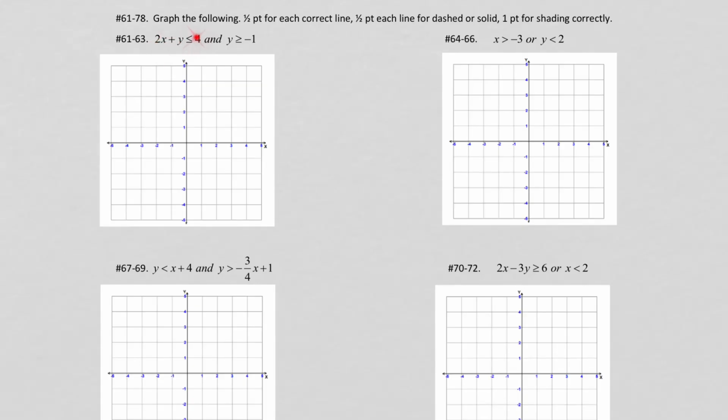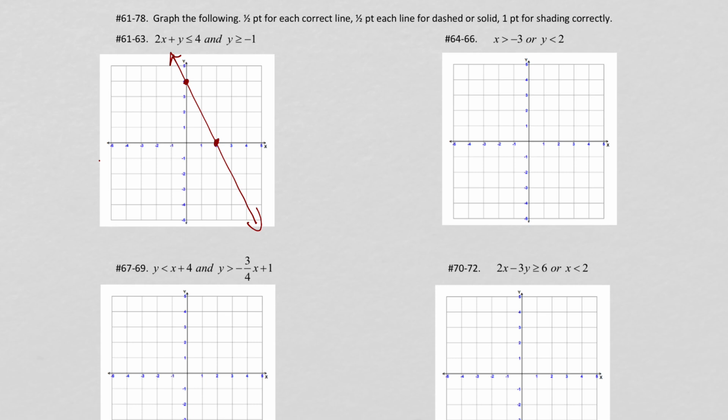Because 2 and 1 go into 4, I'm going to use the intercept method for this. This tells me x is 2. And this tells me y is 4. And that we have a solid line. So when I graph this, it's going to look like this.